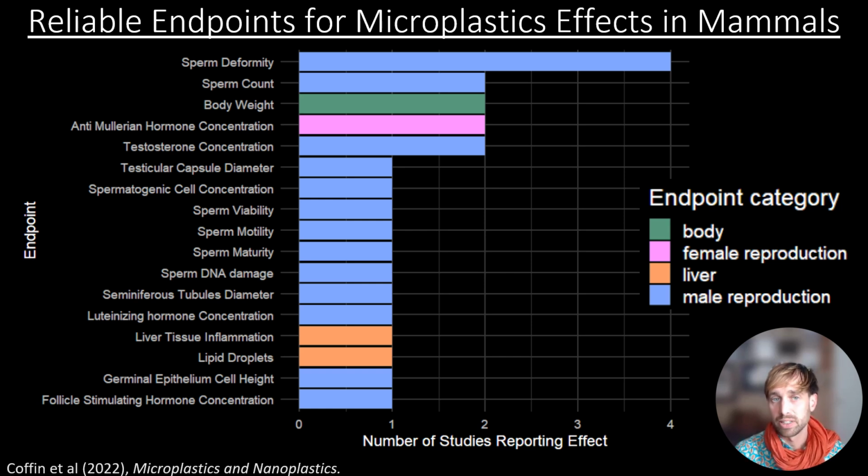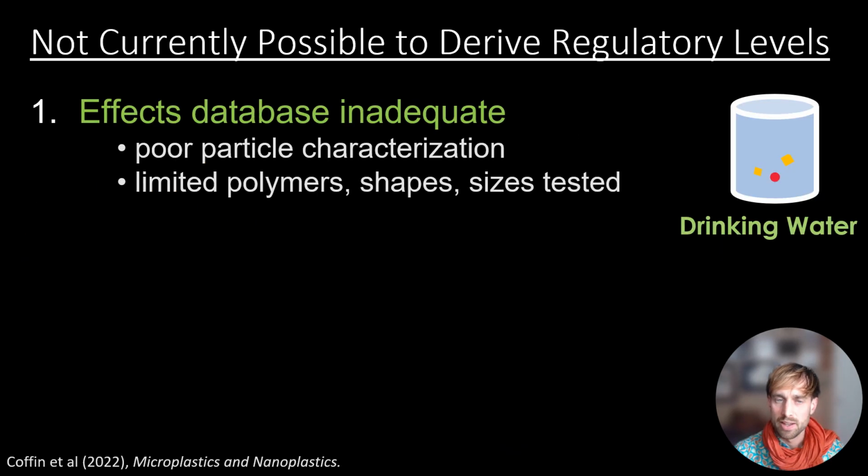We also found 2 reliable studies indicating potential harm to the female reproductive system, two that affected body weight, and 1 study showing impacts to the liver. Despite this evidence, our expert work group was not able to derive levels for regulatory use. This is due to the lack of an adequate effects database.